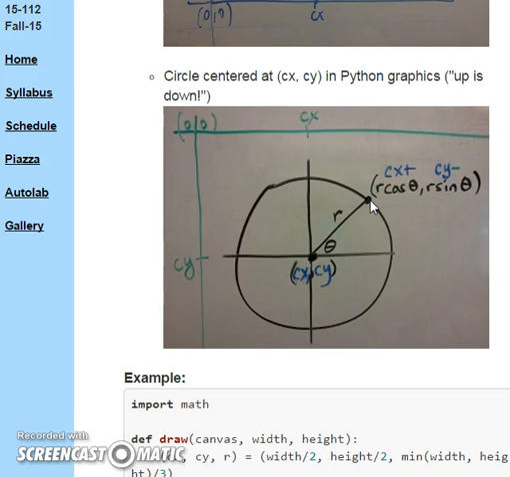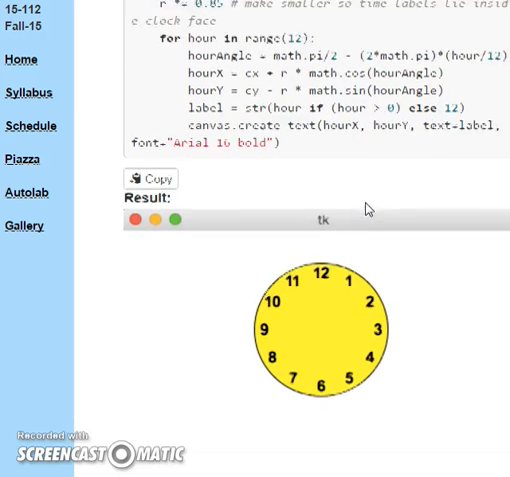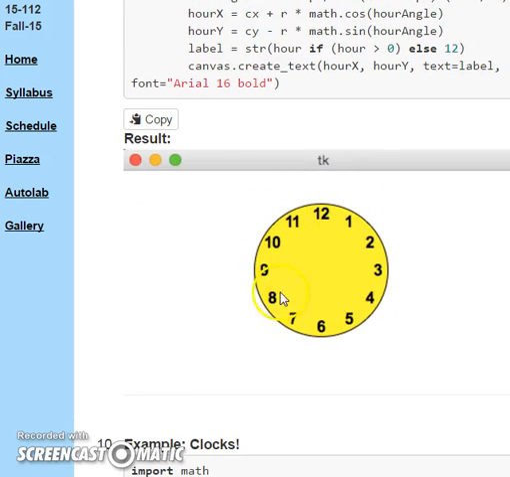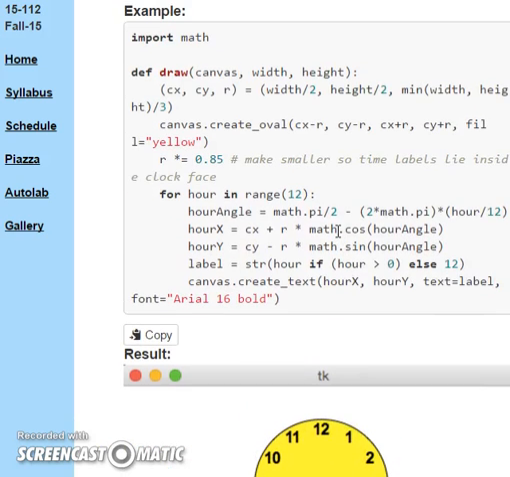And we can do a really good example of this by drawing the following clock, which is a circle that's filled in with yellow. And notice that these numbers are drawn in a way that they're inside the clock, so they're also drawn in a circular pattern. And I've copied the code over to Tkinter.